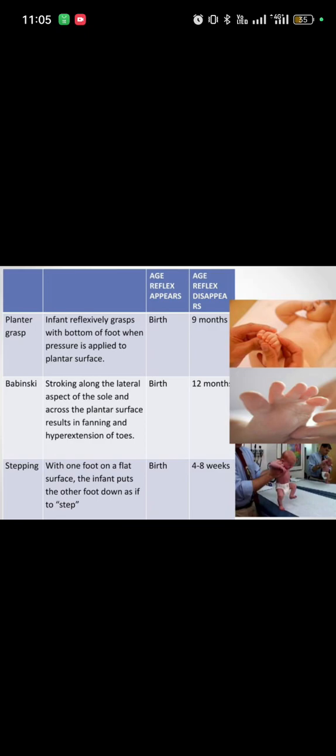Next, the Babinski reflex. If you stroke along the lateral aspect of the sole and across the plantar surface, it results in hyperextension of the toes. That is called the Babinski reflex. If you stroke with your finger on the plantar surface or lateral aspect of the sole, the baby shows hyperextension of the toes. That is Babinski.